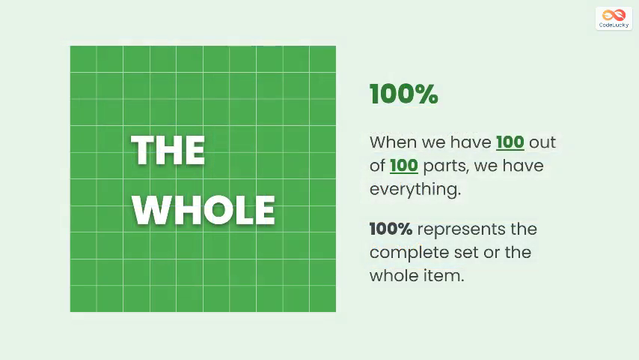What happens if we shade every single square? We have selected 100 out of 100 parts. This is 100%. When you hear 100%, it means the whole thing, the complete set, or everything included.